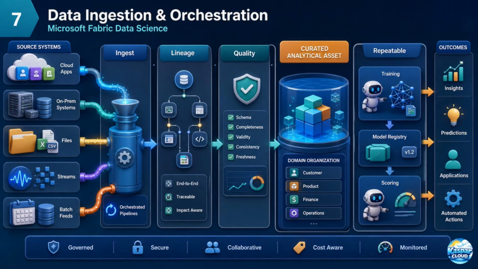Data ingestion and orchestration are handled through Fabric's broader data integration capabilities. Data can come from Azure services, other cloud platforms, on-premises systems, business applications, files, and streaming or batch sources, depending on the architecture. For data science, ingestion is not only about loading data, it is about shaping data into a reliable analytical asset. A strong ingestion pattern should preserve lineage, maintain quality checks, organize data by domain, and make downstream training and scoring repeatable. Without this foundation, notebooks become fragile, models become difficult to reproduce, and business users lose confidence in the results.